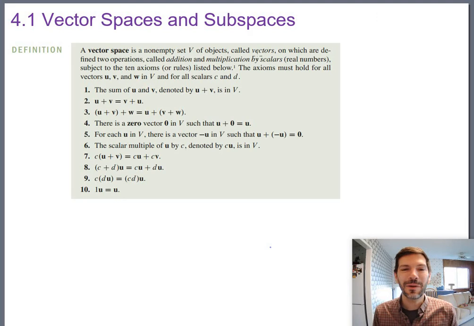But if you can make up a set of objects, and you can make up something that counts as addition and something that counts as multiplication by scalar, even if it has nothing to do with what you normally think of for addition and scalar multiplication. If you can make up some rules to play by that meet all these conditions below, then you've got a vector space, and the things in it are vectors.